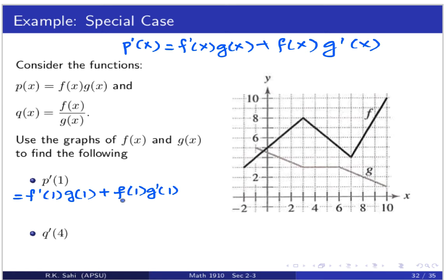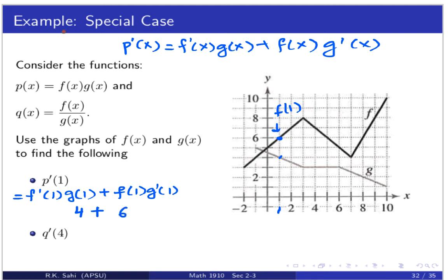Before I do f prime of 1 and g prime of 1, I'm going to look at g of 1. What does g of 1 mean? Evaluate the function g at 1. Now here's my 1. So what is g of 1? It's 4. Do you see that here? So g of 1 is 4, plus f of 1. What is f of 1? f of 1 is this point, which is 6.